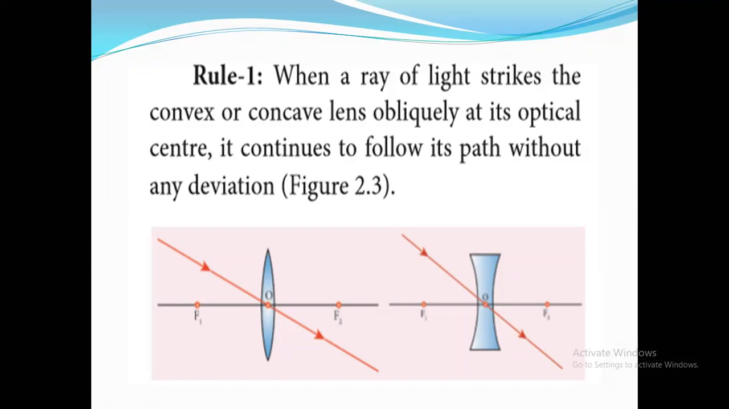When a ray of light strikes a convex or concave lens at its optical center, it continues to follow its path without any deviation. Next, there is no image formation. Suppose a ray passes through the optical center. This is the first rule.